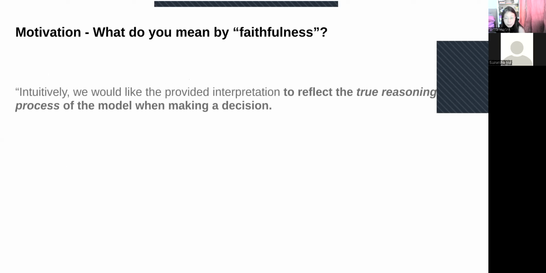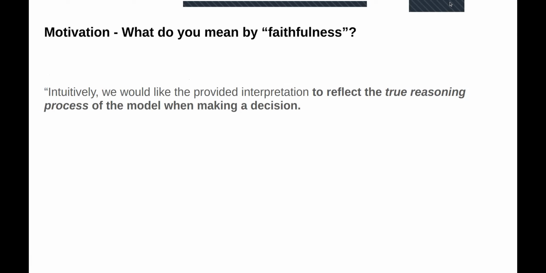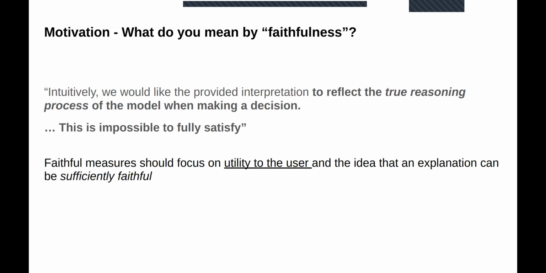So intuitively, we would like the provided explanation to reflect the true reasoning process of the model when making a decision. Now, this is impossible to fully satisfy. If you have a separate model, a black box neural network, it is pretty much impossible to say exactly what is happening. And most of the time, we are just probing for interpretations, right? Even if you try to explain what's going on in your own brain, it will not be an exact reasoning process. Instead, faithfulness measures should focus on the utility to the user and the idea that an explanation can be sufficiently faithful.